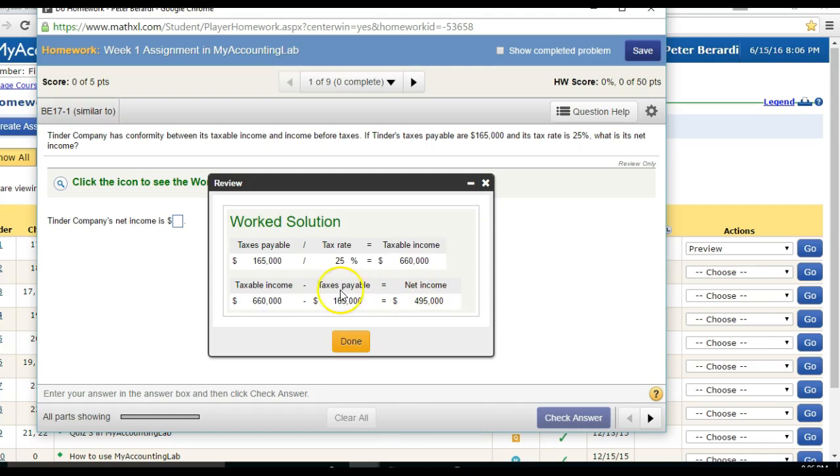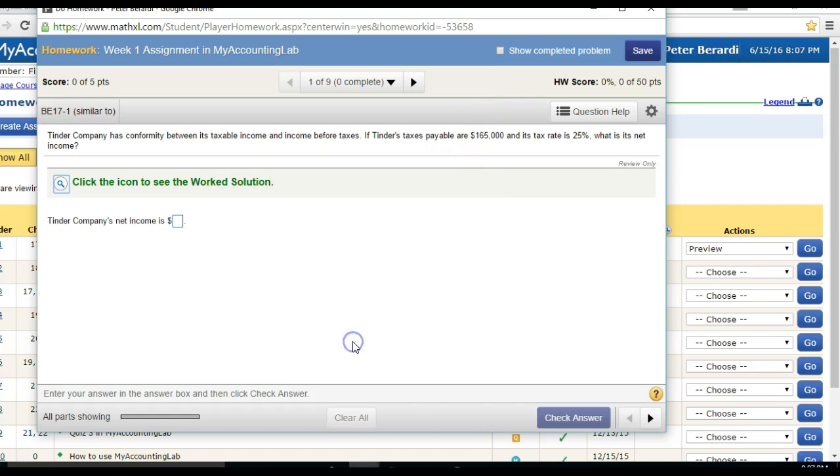To get to net income, we have to subtract the taxes payable from taxable income. So taxable income minus taxes payable equals net income. So simply take the taxes payable number, divide it by the tax rate to gross it up to get to taxable income. Then take your taxable income, subtract it by the taxes payable, which is a given in the problem, to get to $495 net income.